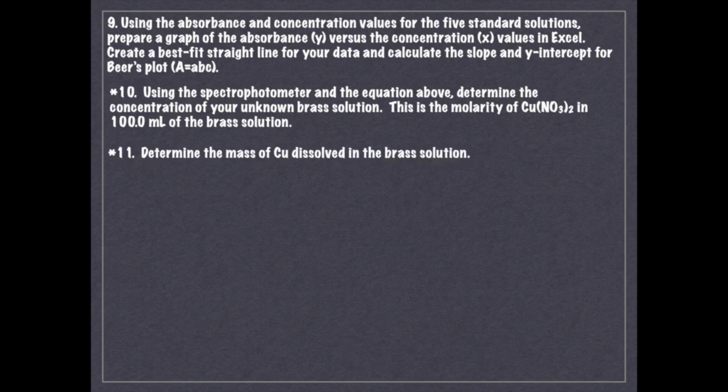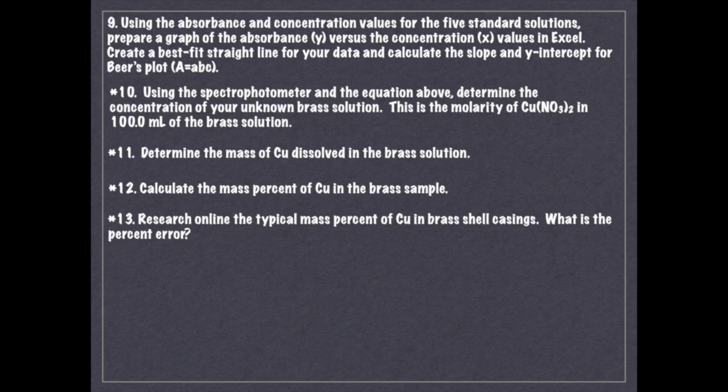From that information, from the concentration that you figure out using Beer's plot, then you need to determine the mass of copper that dissolved in the solution. Then you need to calculate the mass percent of copper in the brass, which you can totally do, and then you're going to research online what a typical mass percent of copper looks like, right? How much copper is typically in brass shell casings. Once you find an accepted value, then you're going to find the percent error.